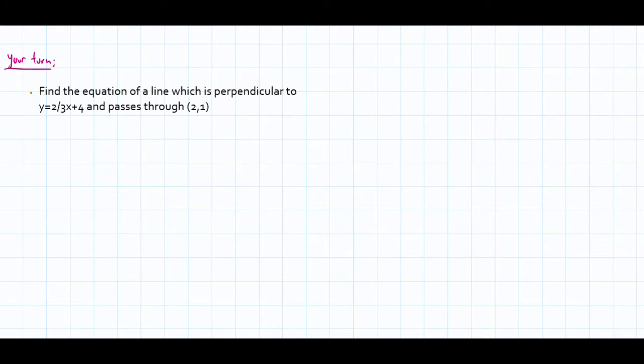Okay, so hopefully you've had a good crack at that. So the first thing we need to do is find the perpendicular gradient. Okay, so the gradient of line 1 is 2/3, that means the perpendicular gradient, L2, would be the negative reciprocal of 2/3. So I flip it, that's 3 over 2, and I change the sign. So that's what I'm after.